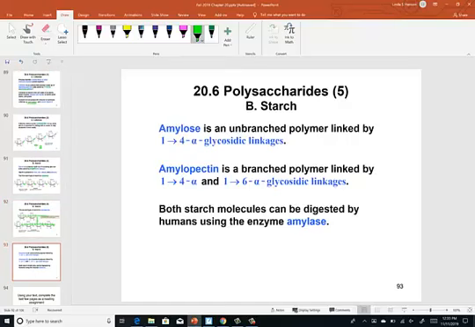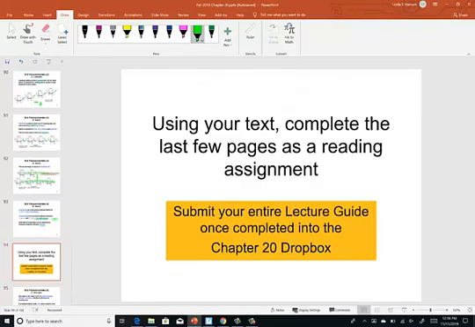Amylose contains 1,4 alpha glycosidic linkages, as well as amylopectin containing 1,6 alpha glycosidic linkages to create a more complex chain where more connections create branched molecules. Both of these starches are digested through the enzyme called amylase. And friends, that was the rest of our chapter.